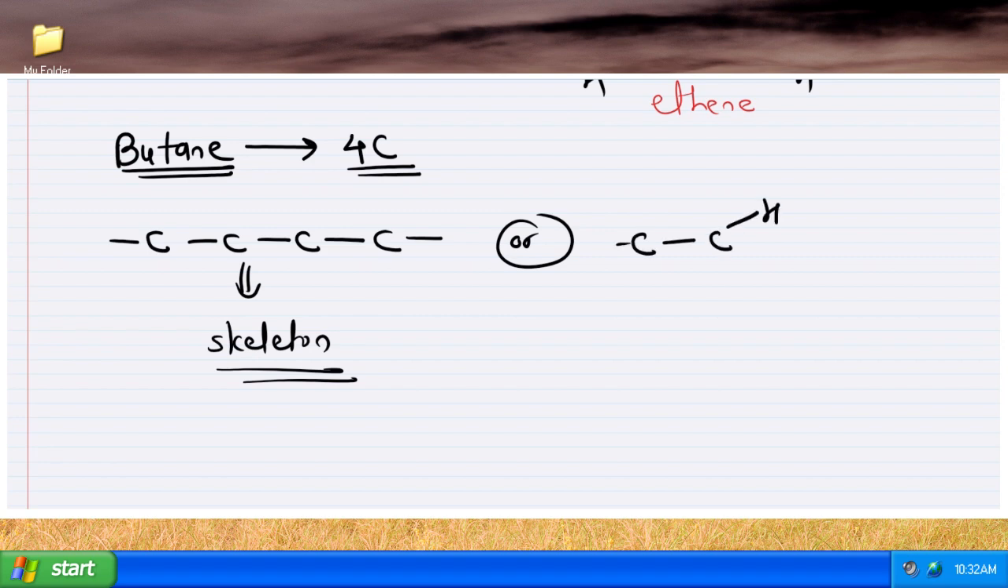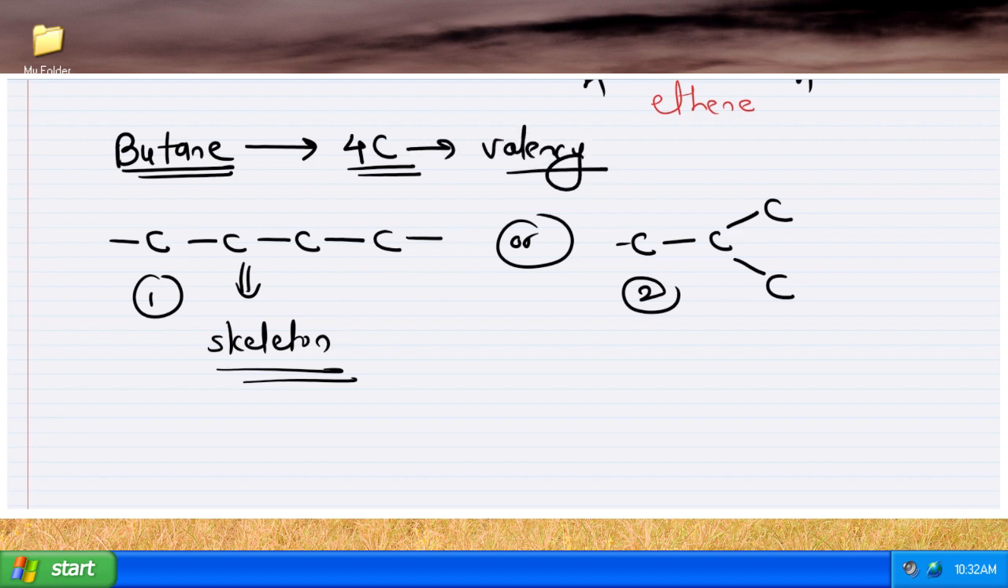Carbon, carbon, carbon. How many carbons? 4 carbons. So this is what we are guessing about the skeleton. Either it will be like the first or the second. Both are correct. You need to work only on the fulfilling of the valency of carbon, and how much it is, 4.